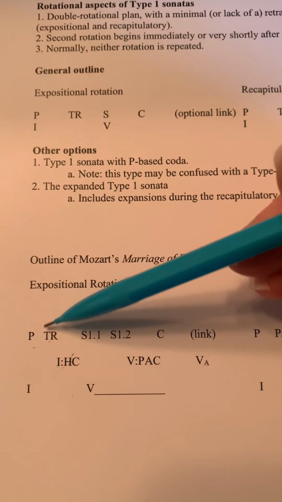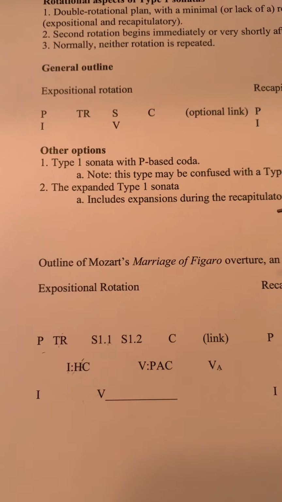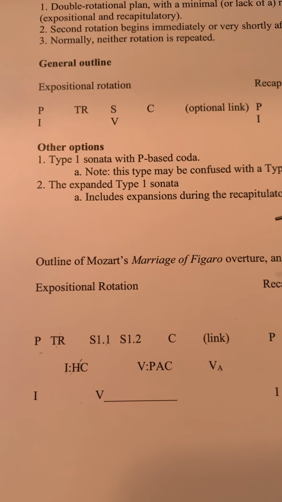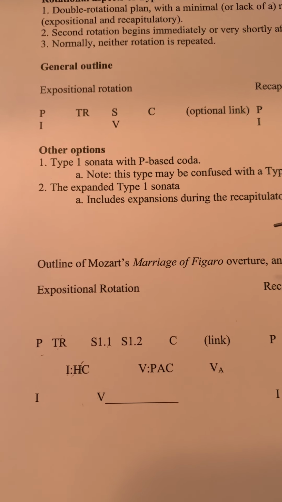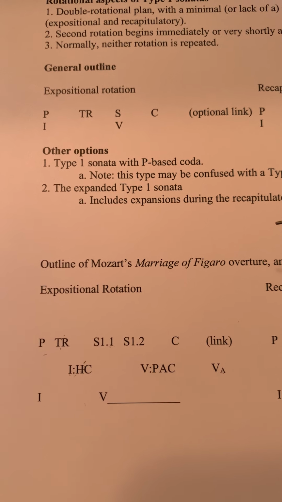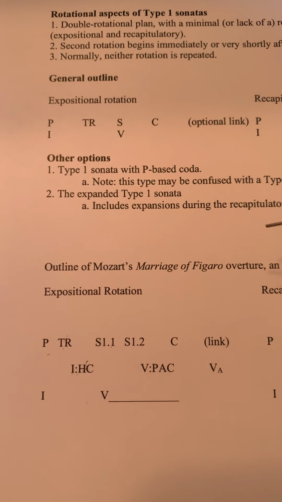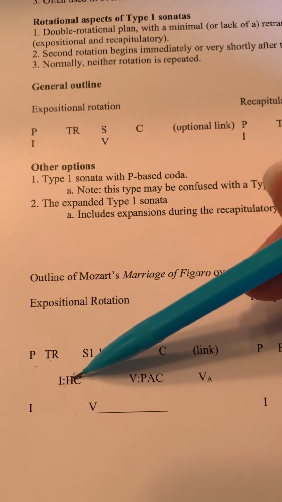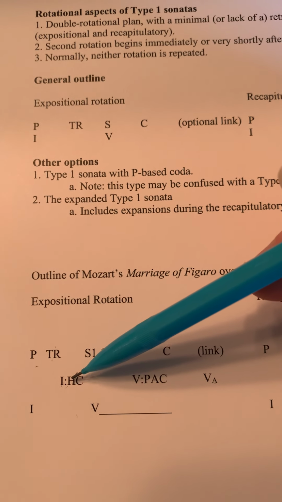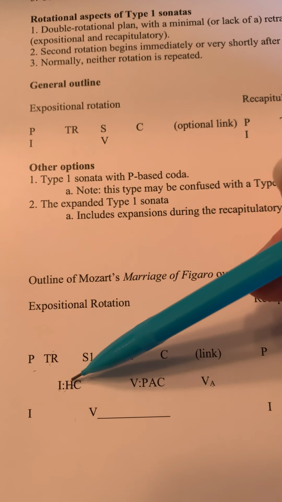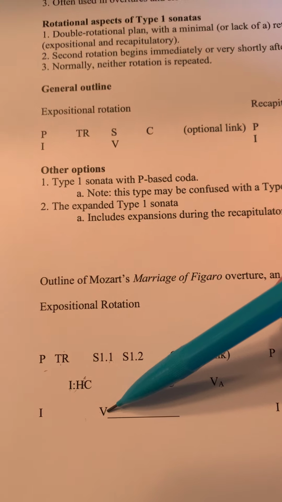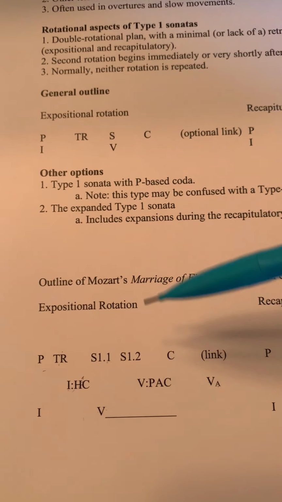Transition, we're going to build some energy. Dominant prolongation, medial caesura, S in the key of the dominant.